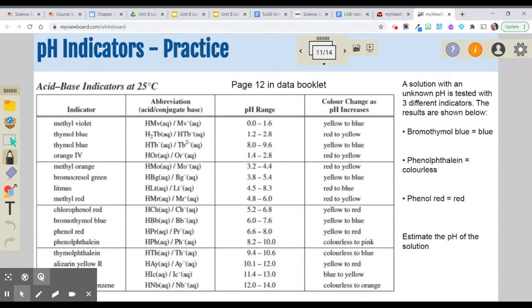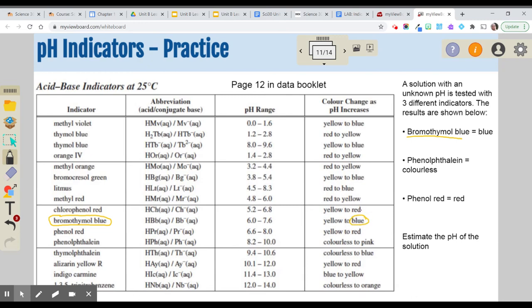All right, so we're given some information and we're going to use our data booklet to see if we can solve this problem. It says we have a solution with an unknown pH that is tested with these 3 different indicators below, and the results are shown. So bromophenol blue is blue. Let's find bromophenol blue. There's the bromophenol blue indicator, and it is blue.